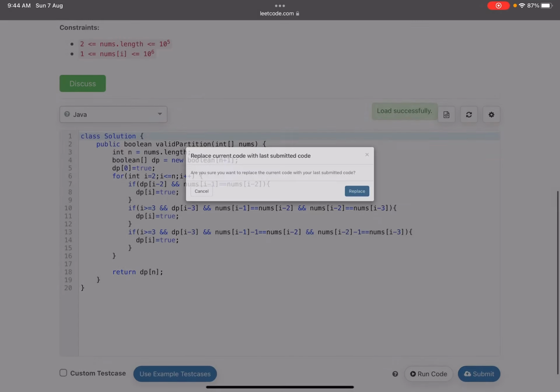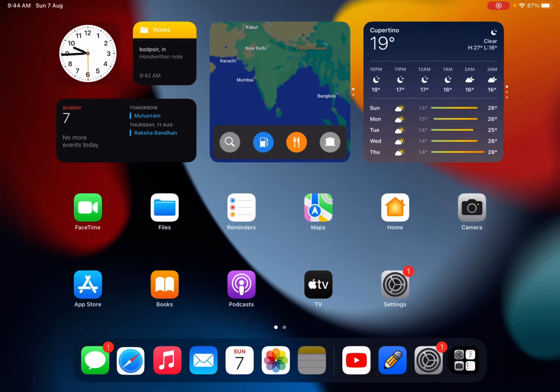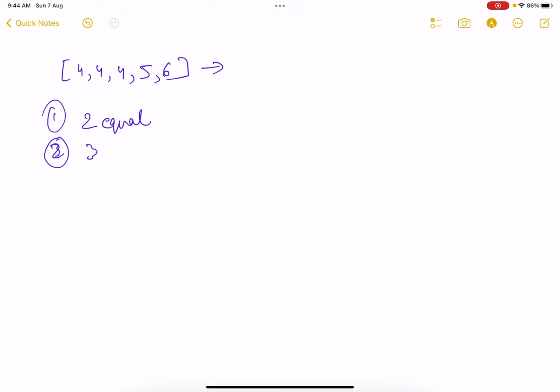Let me just pull the code and then we can go to the explanation. So it is saying that I have an array. Suppose I'll just take the first example, 4 4 4 5 and 6. I need to tell whether this array can have a valid partition or not. Now there can be three valid cases. The first one is having two equal elements. The second is having three equal elements, and the third condition is three consecutive elements. These are the three conditions.